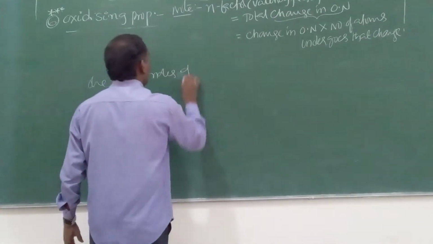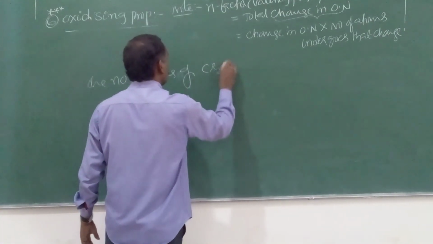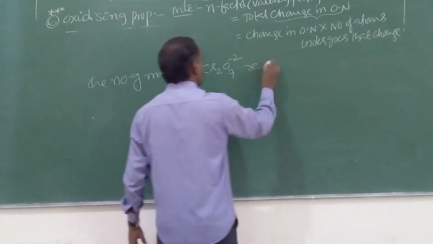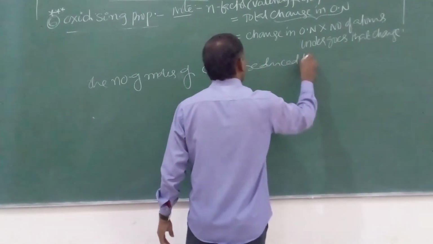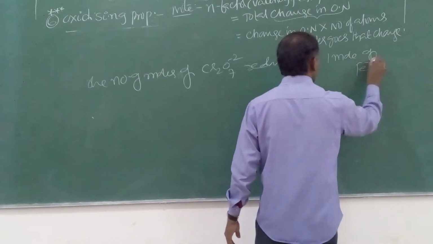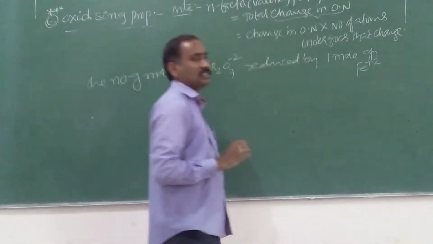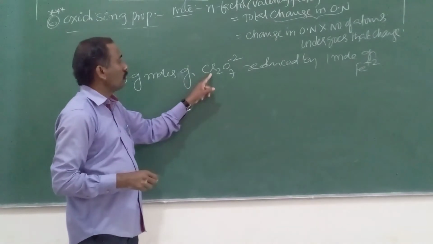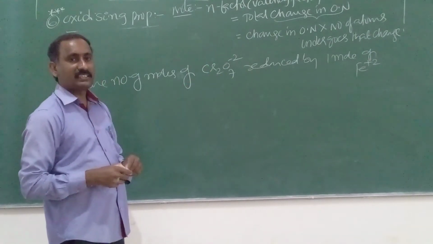How will they ask the questions? Please don't write until after completion of the 4 oxidizing properties; I will dictate. The number of moles of dichromate reduced by 1 mole of ferrous salts. This is how they ask questions in the objective exam: how many moles of dichromate are reduced by 1 mole of ferrous salts in acidic medium?